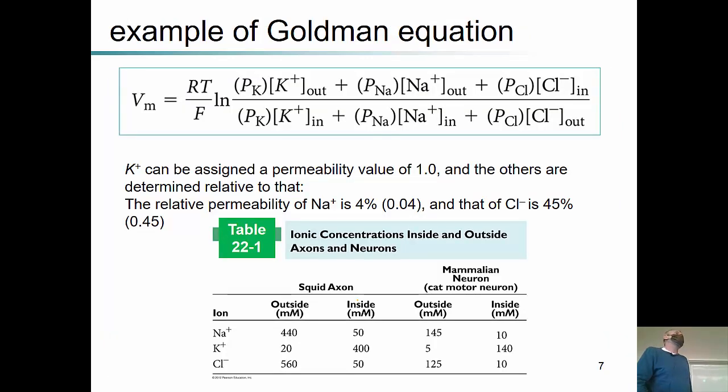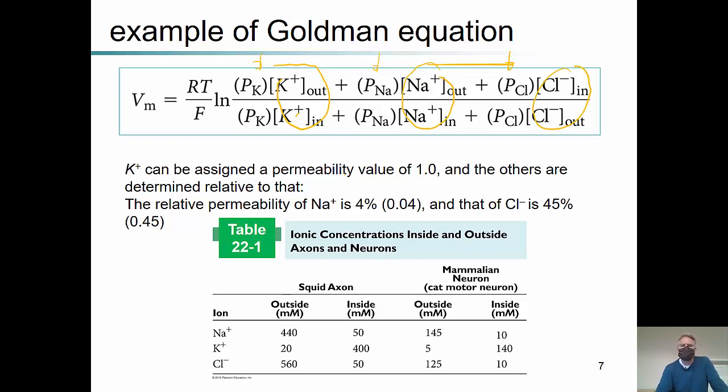So overall, to calculate the membrane potential, we can use the Goldman equation. What that combines is not only the concentrations in and out of all three ions, but also the relative permeability.